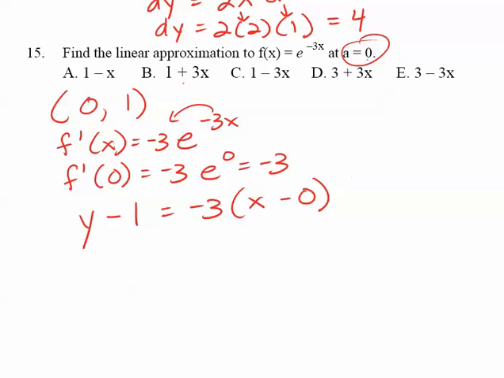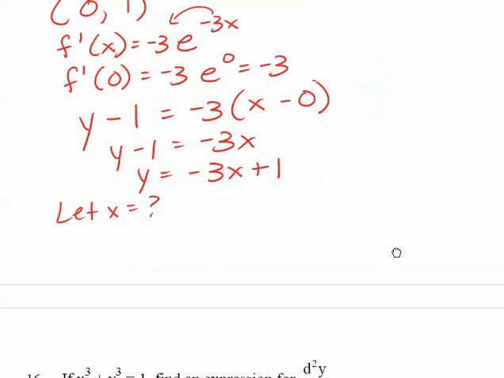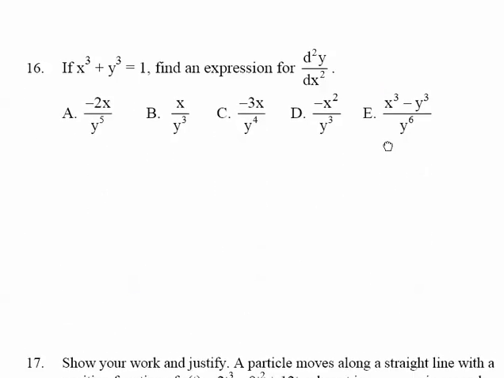I'm forgetting what our question is here. We just want the linear approximation, so we're not plugging in any specific value of x. So let's just clean this up as a formula. -3x plus 1. So that looks like choice C. So this would be the formula, and then you could let x be equal to whatever value you wanted to, as long as you stayed close to the value of 0. So as long as you stayed in the same neighborhood.